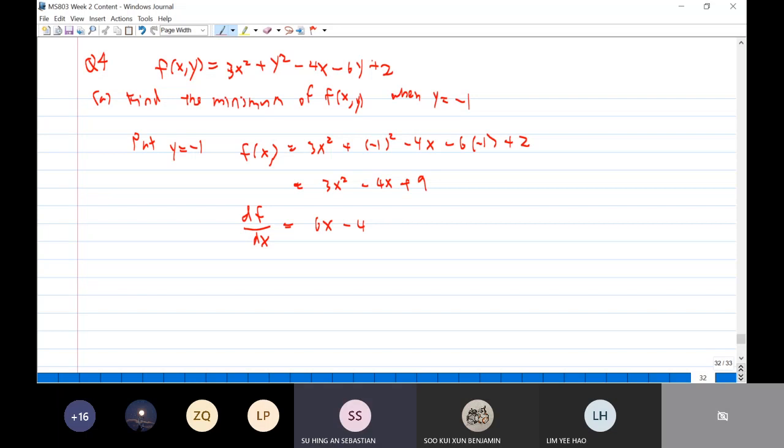The question says y equals 1 and not y equals minus 1. Y equal to 1. Yeah. Okay, y equal to 1, so it's 1 here. So y equal to 1 here. So it's minus 6 plus 2 is minus 4. Minus 4 plus 1, minus 3.